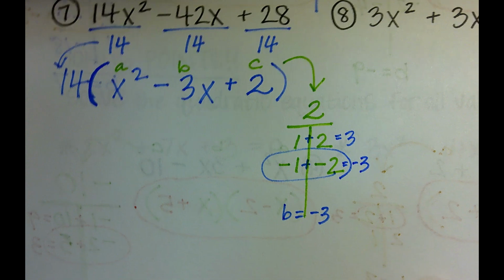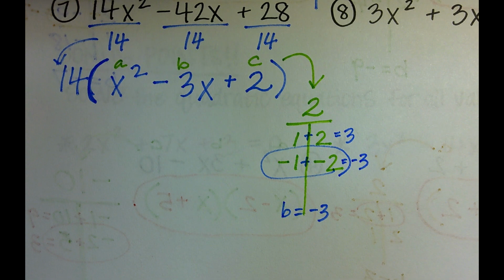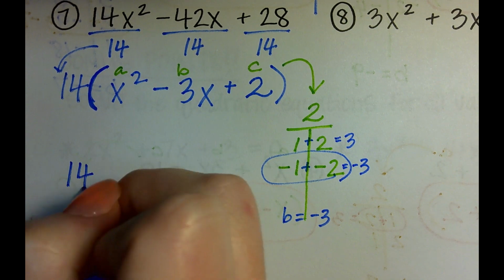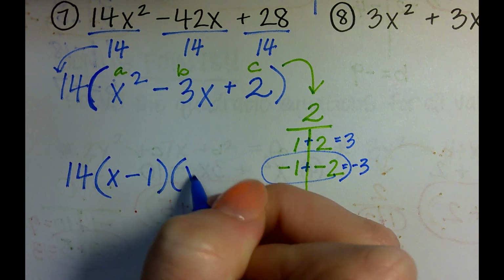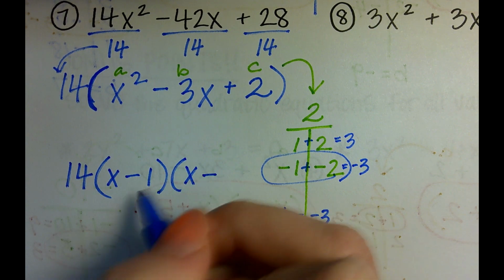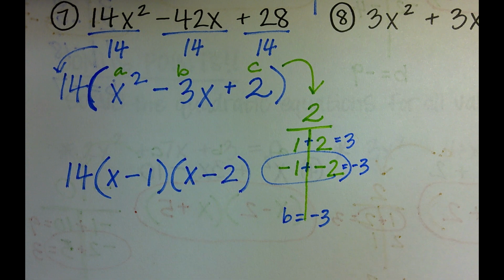All right? So, what's our answer? It's (x minus 1) and (x minus 2). Yes. So the answer is the quantity x minus 1 times the quantity x minus 2.